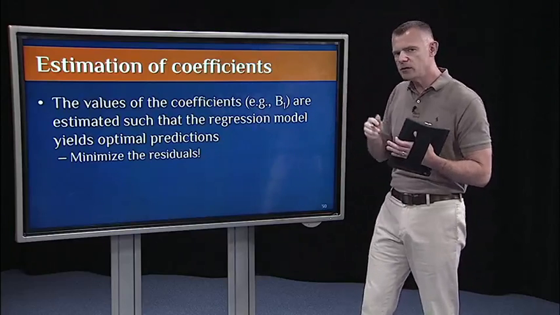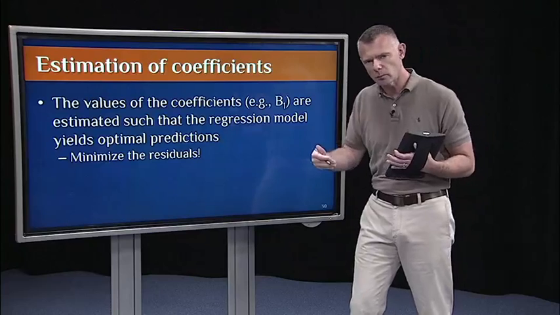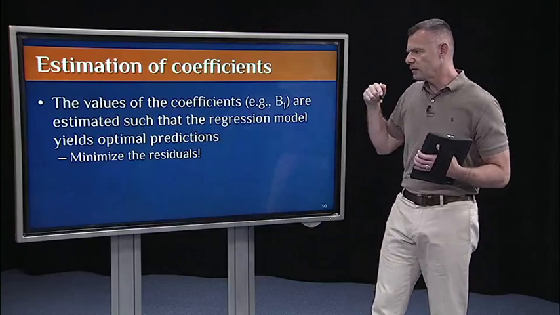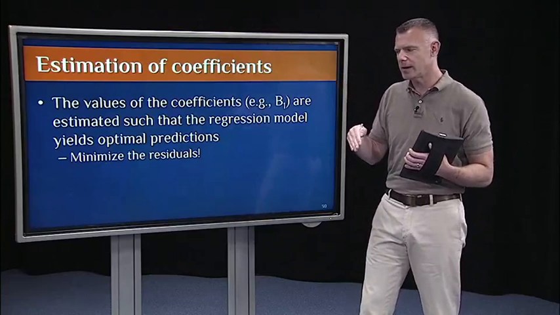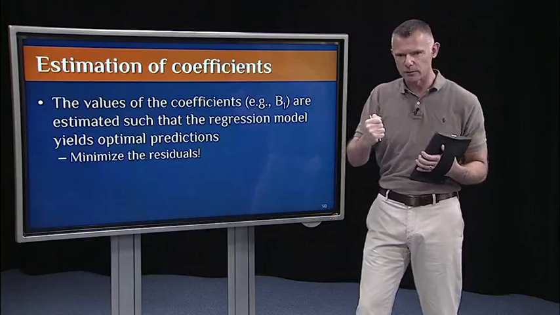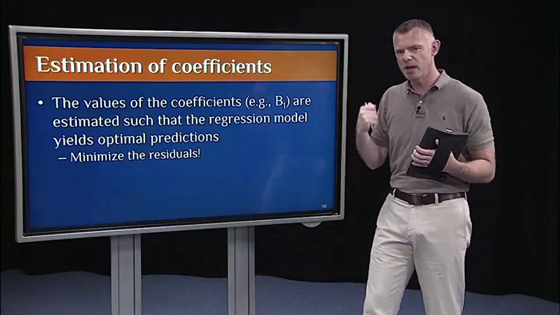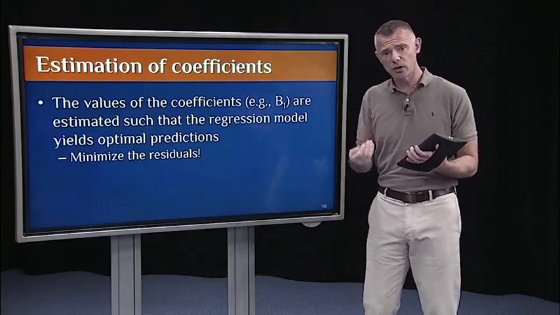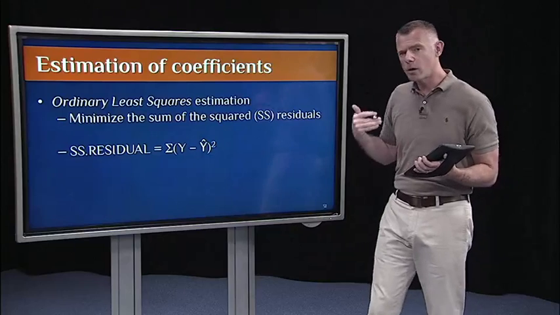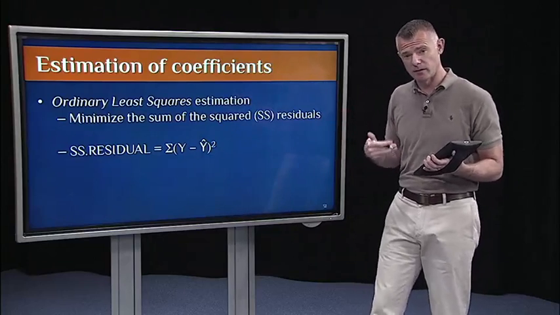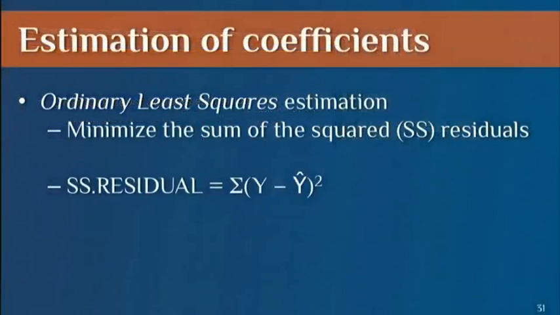And that is that the values of the coefficients, and this is true for multiple regression, are estimated such that the regression model yields optimal predictions. Another way to say that is minimize the residuals. That's sort of the mantra of regression. Minimize the residuals. Minimize prediction error. This is known in statistics as ordinary least squares estimation, and is a very important concept that you should be very familiar with, or familiarize yourself with if you're not familiar with it yet. And again, the idea is just to minimize the residuals.